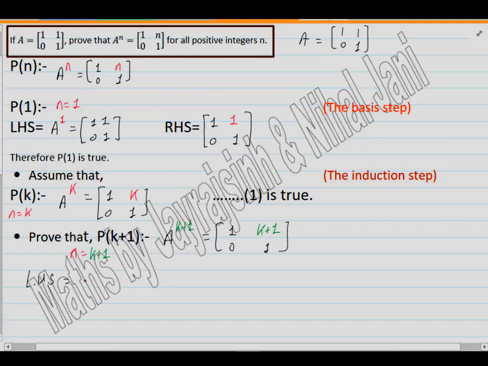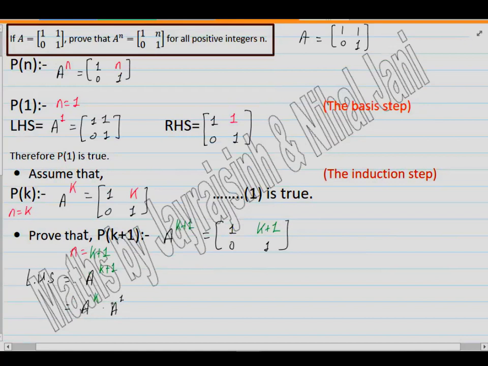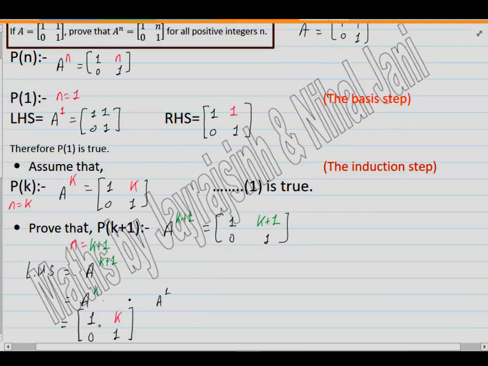Our left hand side is A raised to k plus 1. We can split this into A raised to k into A raised to 1. Now after splitting, it's time to place the values of A raised to k and A raised to 1. A raised to k is [1, k; 0, 1] from equation number 1, and A raised to 1 is already given as [1, 1; 0, 1], right?